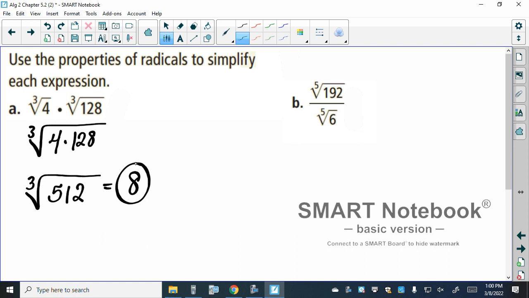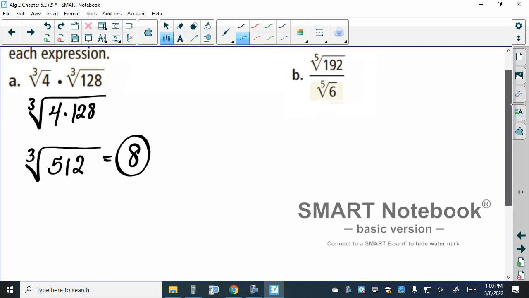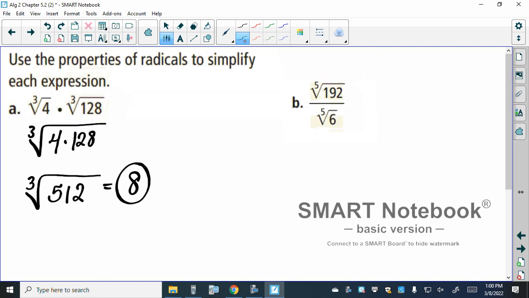Any questions on any of this here? If there's no questions on A, we can go on and look at B. Now, we see this here, we do have a radical in the numerator and denominator. Will 192 divide by 6 evenly? So those will divide evenly, which means we could rewrite this as 192 over 6.